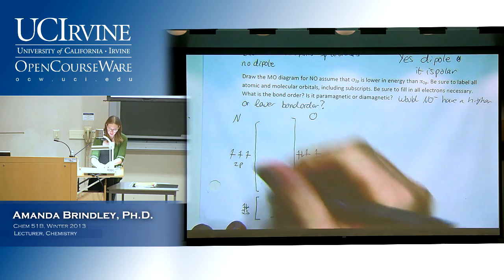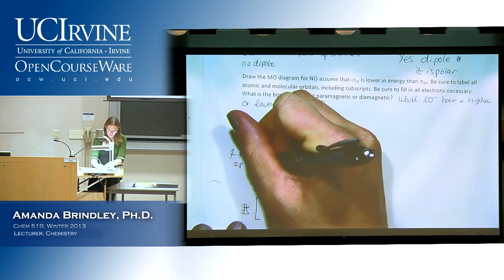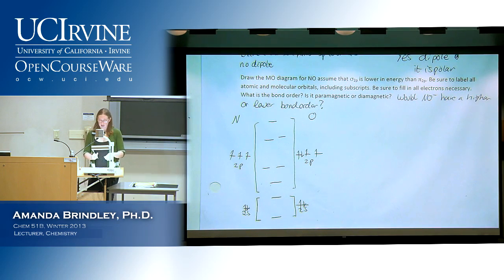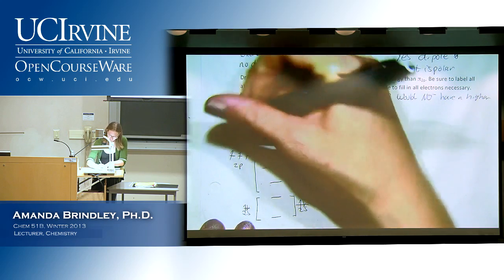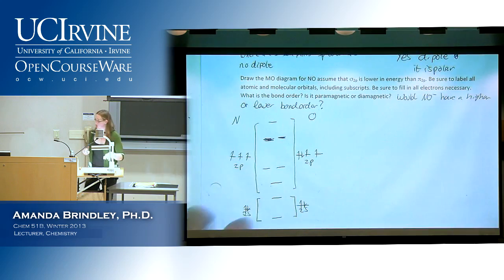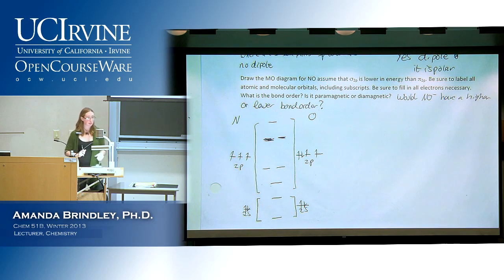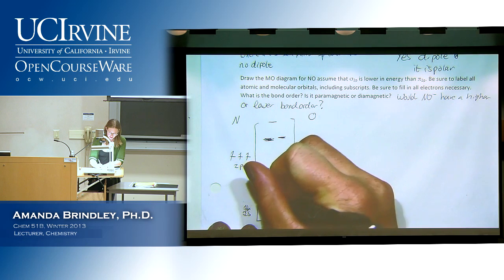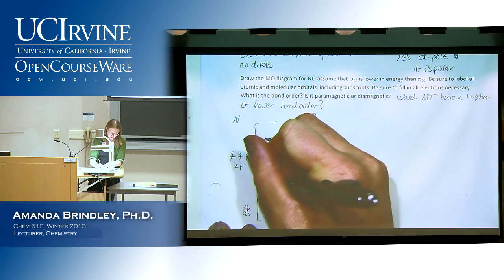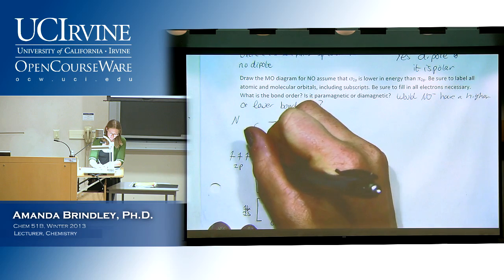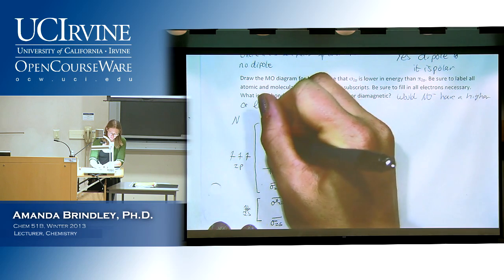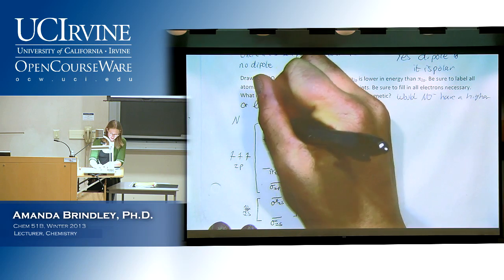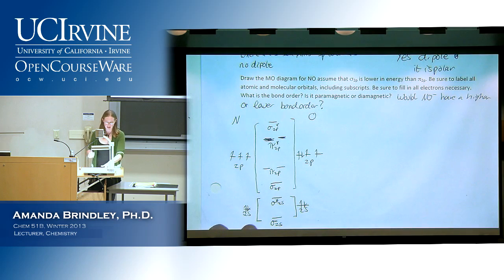We can say, well, sigma is lower than pi. So we have sigma and then pi, like this. We're pretending these are on exactly even levels because my straight line wasn't totally straight. Okay. And now let's label them so we don't forget. So this is sigma 2s, sigma star 2s, sigma 2p, pi 2p, pi 2p star, and sigma 2p star.